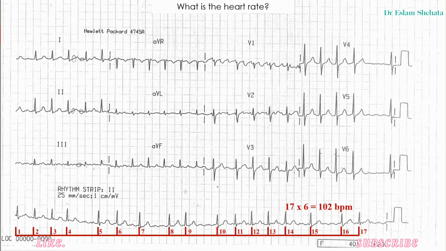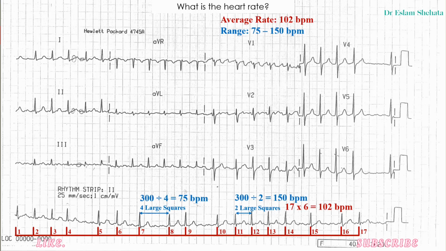If you tried to use the other method, you'd get different answers depending on which part of the ECG you measured. So if you measured here, well then you'd get 4 large squares. 300 divided by 4 is 75. If you measure somewhere else like this, you get 2 large squares. Rate's 150. If you know both of these methods, then you can report the average rate as 102, but you can also give a range that over this 10-second strip we varied from a rate of 75 up to 150 per minute.